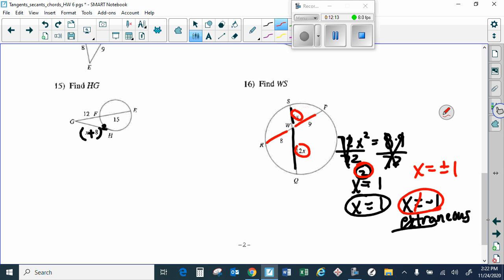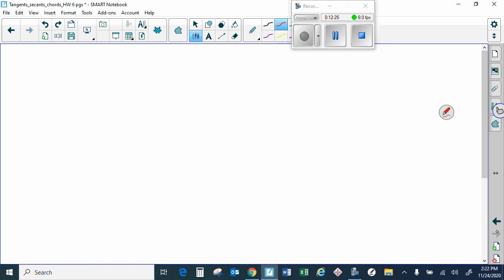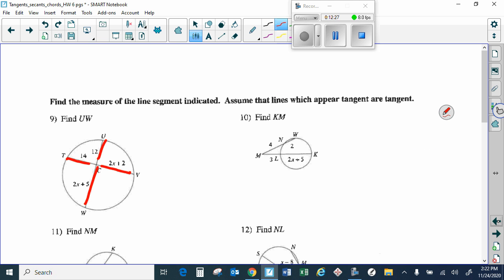I point this out: when one of your solutions doesn't work, it's called extraneous. Make sure that you memorize that. You'll be using that multiple times in Algebra 2. You also see it in pre-calc as well. Okay, and that does it right there. 12 and a half minutes.